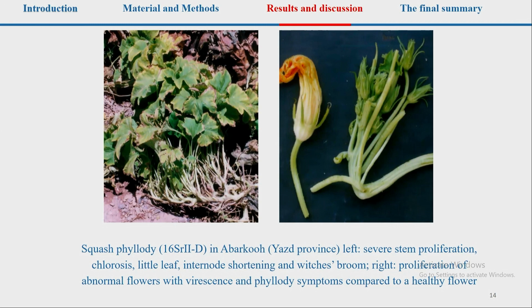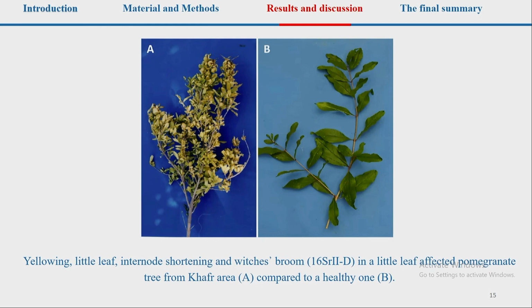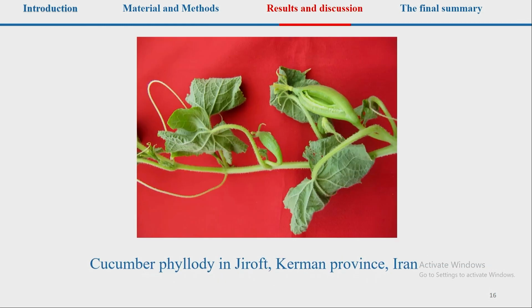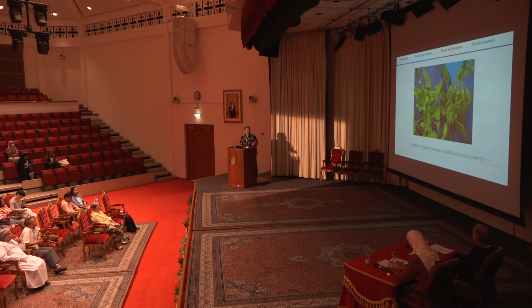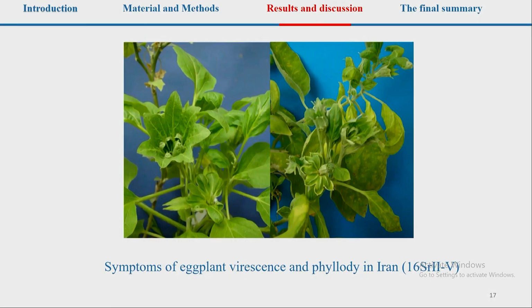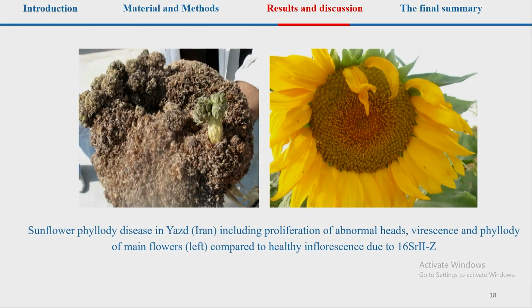Squash phyllody and the phytoplasma associated with cucurbitaceae are mainly associated with subgroup D. Punica granatum, pomegranate. And the cucumber phyllody in the farm and also in the greenhouse, cucumber is infected with different phytoplasmas like subgroup D of peanut witches' broom, clover proliferation, and stolbur group. Eggplant virescence and phyllody, V subgroup of peanut witches' broom, and calendula and sunflower infected with subgroup Z of peanut witches' broom.